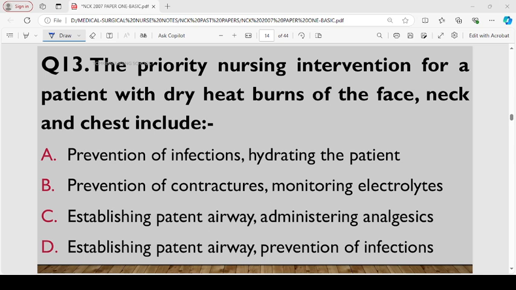We have option C, establishing a patent airway, administering analgesics. A patent airway is necessary, that's more urgent. Administering analgesics is important, but not urgent. I think if you look at these options, you'll agree with me that option D should be the best, right? Establishing a patent airway and preventing the development of any infection.